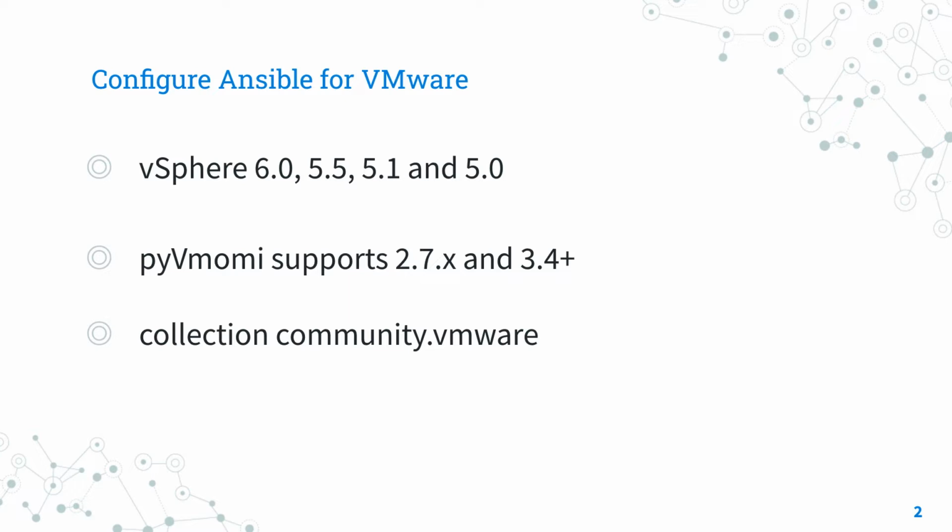The collection community.vmware module and plugin is an Ansible code that manages various operations related to virtual machines in the given ESXi or vCenter server. As the name suggests, this resource is provided with only community support, so it is not directly maintained by the Ansible engineer team, but it is stable enough.